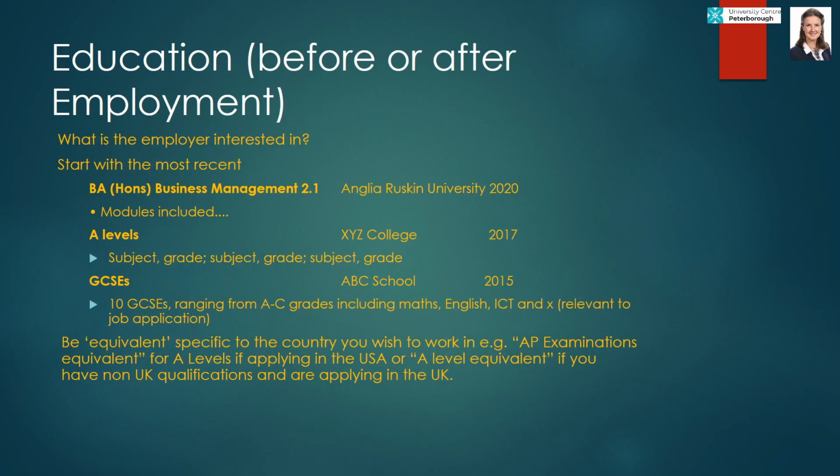If you studied in another country and are aiming to work in the UK, you might need to write "equivalent to", so that the employer knows that they're looking at GCSEs or A-levels. It's the same if you're intending to work abroad but you have UK qualifications. So for example, if you intend to work in America, you might need to write AP examination equivalent, so that they know that this is what your A-levels are the same as.